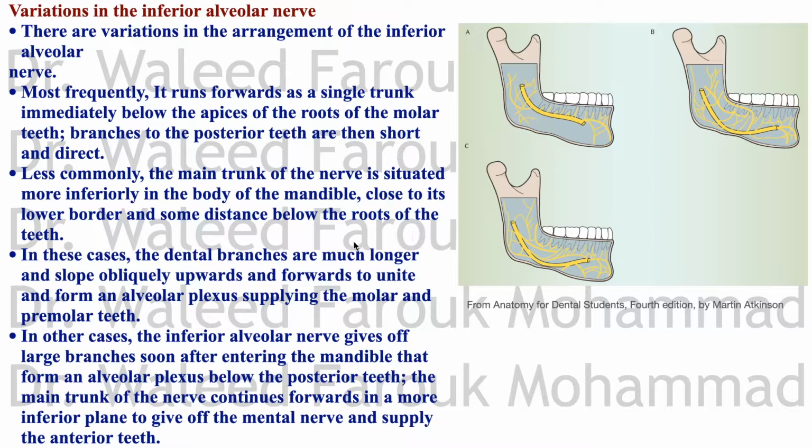Now, there are variations along the course of the inferior alveolar nerve. Most frequently, it runs as a complete trunk right below the apices of the roots of the teeth and gives short and direct branches until it emerges from the mental foramen as the mental nerve, as shown here. See, it's almost in the middle of the mandible.